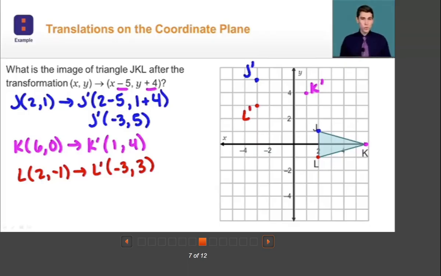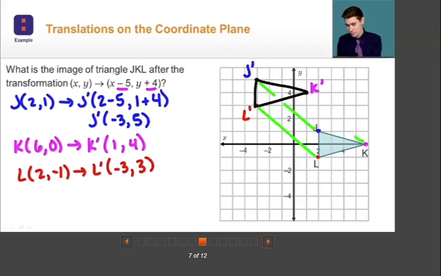But remember, we're not just working with vertices, we're talking about translating a shape. So I need to connect those vertices together so I can see my image. And I can see now that the image is the same shape, the same size, the same orientation as the pre-image. In fact, each of these vertices moved the same direction and the same distance. So this is a translation.